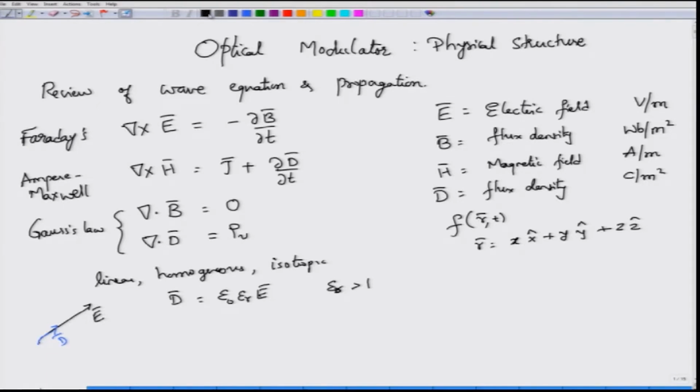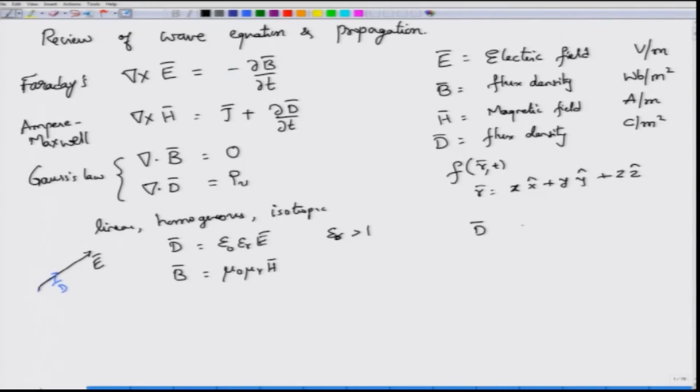Similarly, B is related to the magnetic field H by this relationship. B is mu 0 mu r H, where mu r is called the relative permeability of the medium. Again, you can see that both B and H have the same direction, but they will have different amplitudes. If the medium is anisotropic, as many optical elements are, then D and E are related by a matrix.